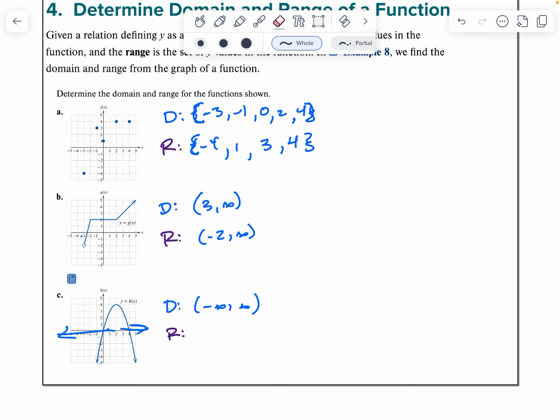You would think the range would be the same, but on this one it's not. The range goes down as far as you want it to, but it does stop when we're going up. It stops right there at 4. The question is, does it ever get to 4? And it looks like in this case, we could draw a line, and it does actually get to that 4, right? There's a point there. So we'll have a square brace. Domain's always left to right, range is always bottom to top.